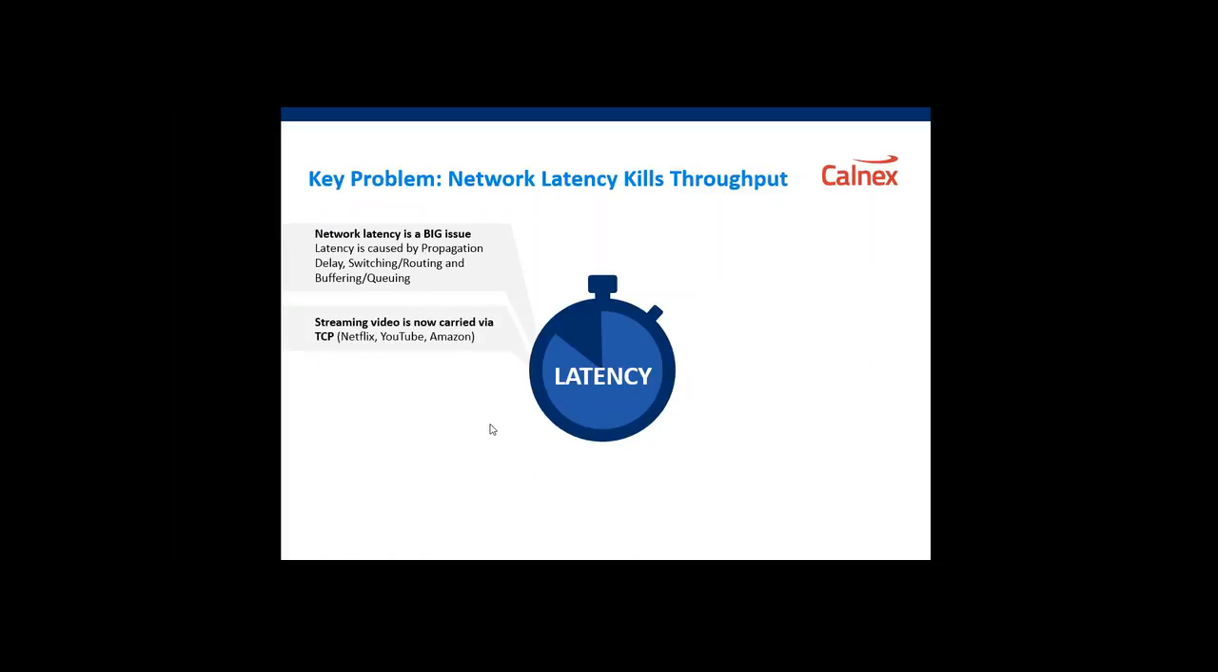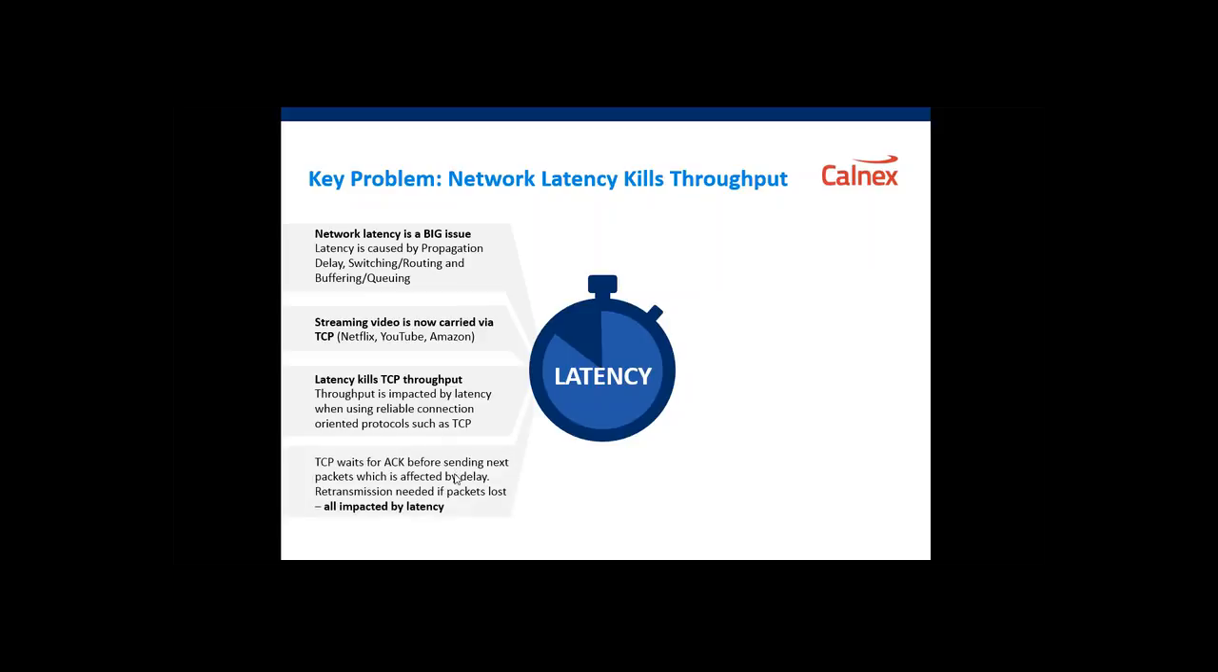Today, a lot of the internet traffic, for example, Netflix, YouTube, and Amazon video traffic, is carried by the TCP protocol. In fact, estimates are that between 80 and 90% of traffic on the internet is running on TCP. One of the problems with TCP is that throughput of data traffic for TCP-based traffic is heavily impacted by latency because it is a connection-oriented protocol.